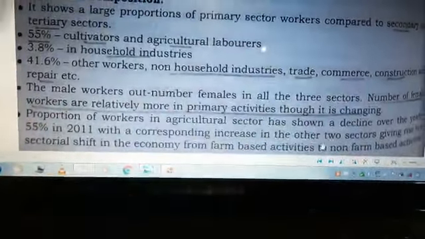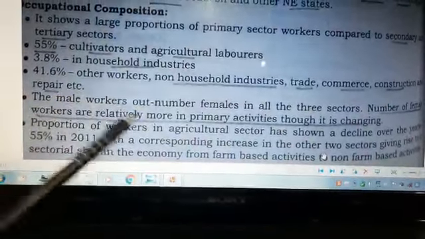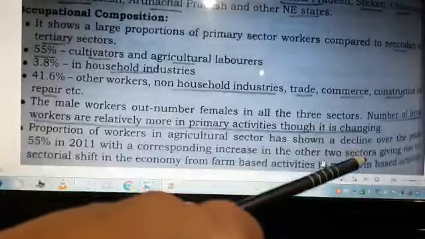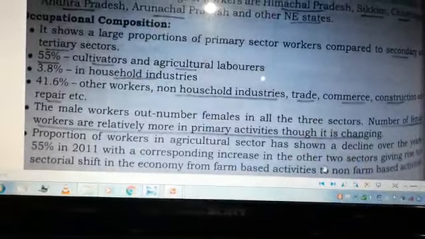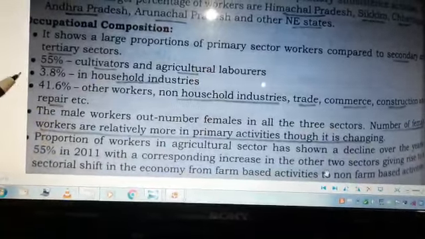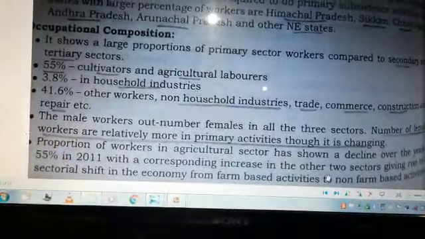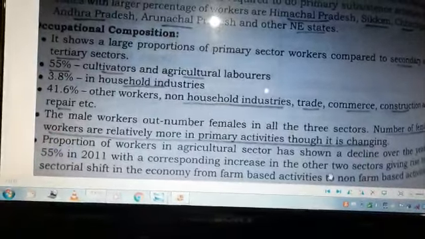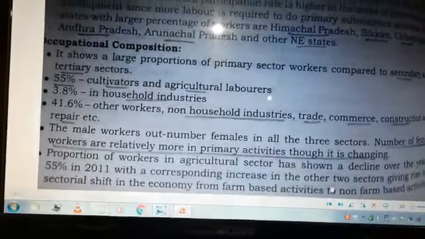And if we take up the last point in that, proportion of workers in agriculture sector has shown a decline over the years to 55% in 2011 with a corresponding increase in the other two sectors. I hope you know that we have three sectors, primary, secondary and tertiary. So till 2011 we have seen that our primary sector and agriculture sector has shown a decline while there is an improvement and shift in secondary and tertiary sectors.